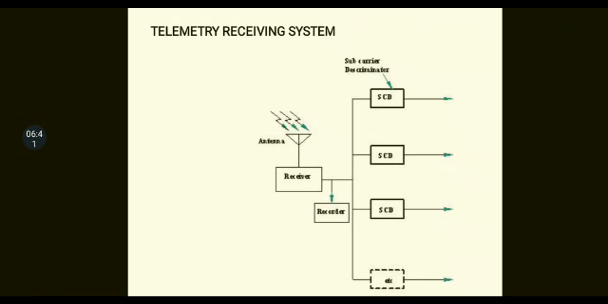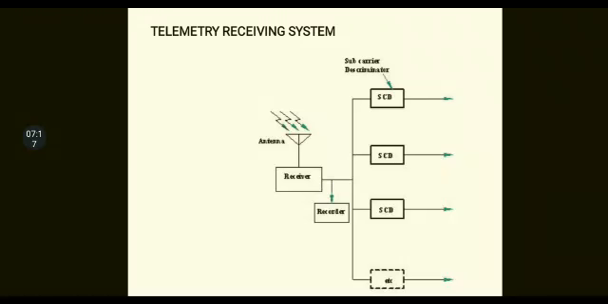Now the receiver will collect all the information and send it to a circuit where the subcarrier discriminator will be there. In the sense, an oscillator will be there. Here, the discriminator will be there, so a sort of filter will be kept here. The purpose of this discriminator is that it acts like a filter and filters a particular frequency only.